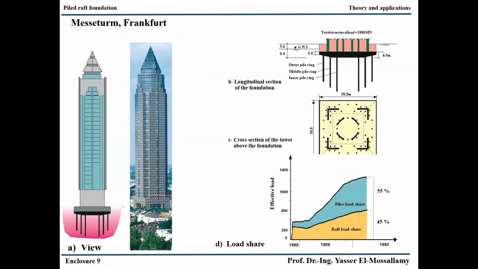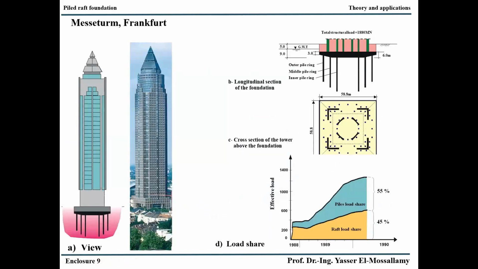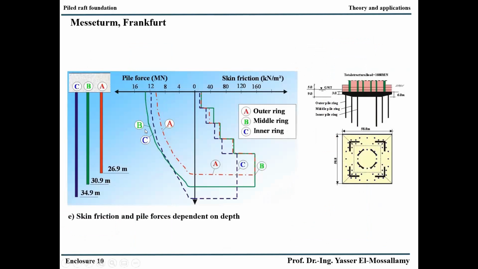Darmstadt is about 50-60 kilometers south of Frankfurt, and the measurement has shown that now 45% of the load is taken by the raft, and 55% by the piles. Again, very nice load distribution between the piles and the raft, and a real nice piled raft foundation. We have done a lot of measurements in this case. Here is the load distribution among each pile, intermediate pile, and center pile, and now you see that all piles have more or less the same load.